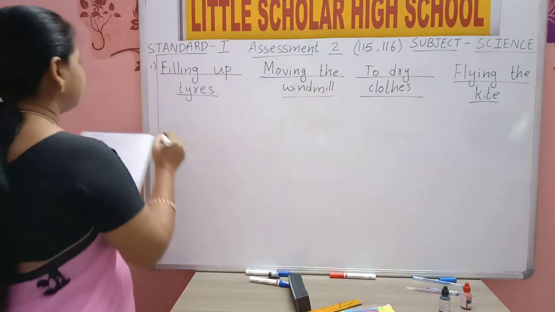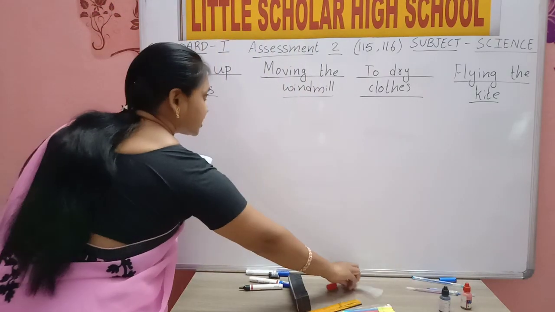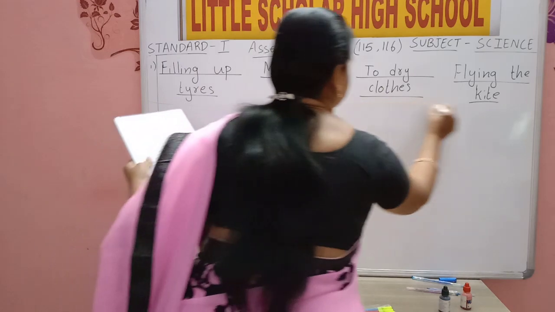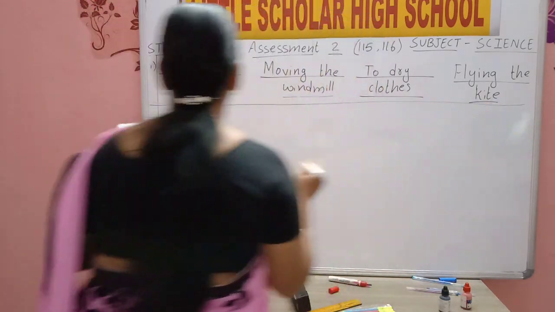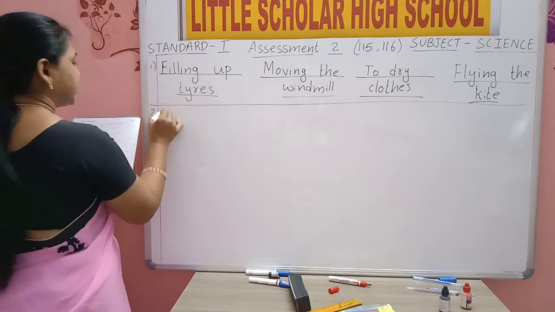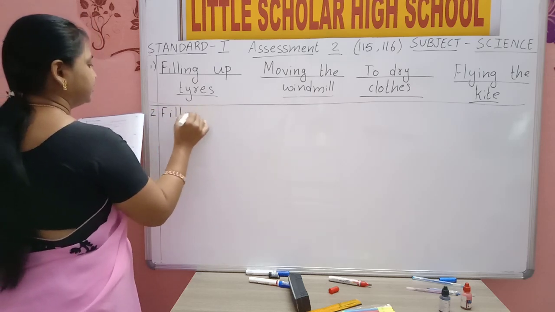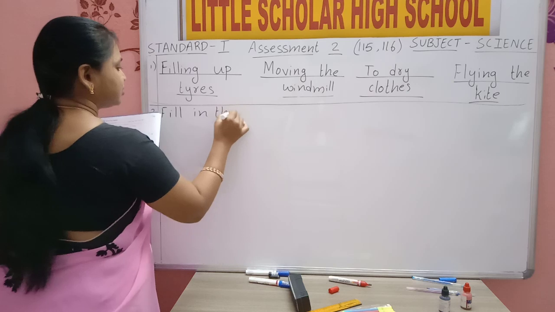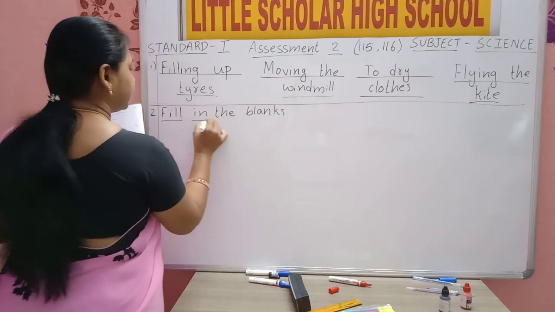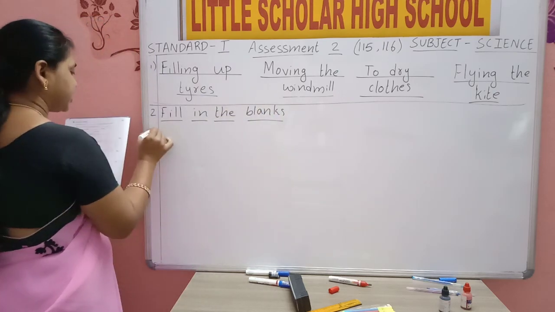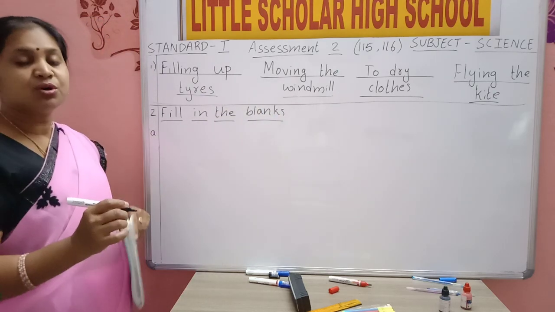So first one you will write OXY. First bit is completed. Second, fill in the blanks. First one, A1. Plants give out oxygen.